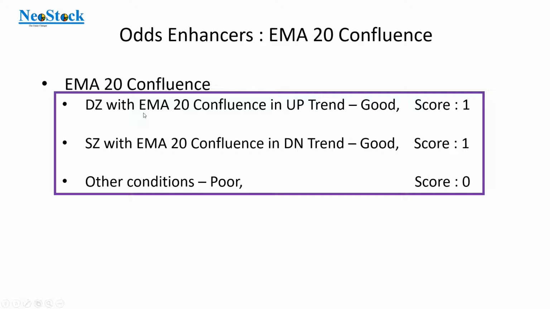See, demand zone with EMA Confluence in uptrend, you have to give the score 1. Or supply zone with EMA 20 Confluence in downtrend, then only you have to give the score 1. Other conditions 0. Anyway, EMA Confluence is not there, so we will be giving the score 0.